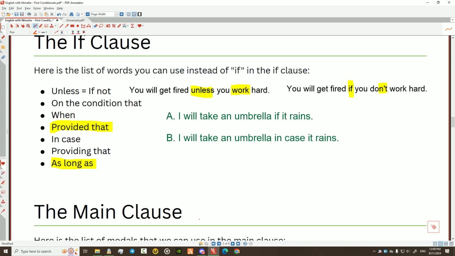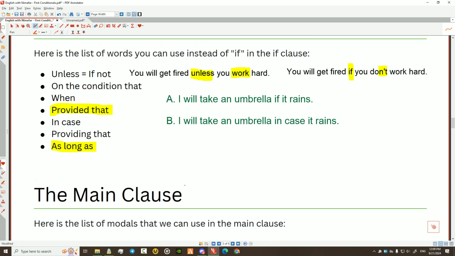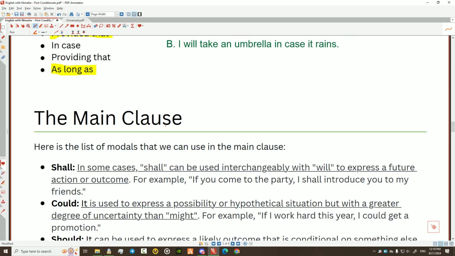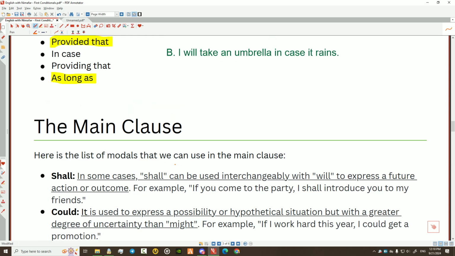Okay, perfect. But now we're going to talk about some alternatives, some other options we can use for will. Here, we're going to use some modal verbs. Modals like can, could, shall, should, may, might, but not all of them. Some of them. We can use shall. It's very formal. It's not very common. I mean, you can use it in informal situations too.